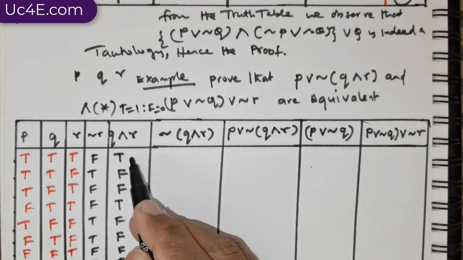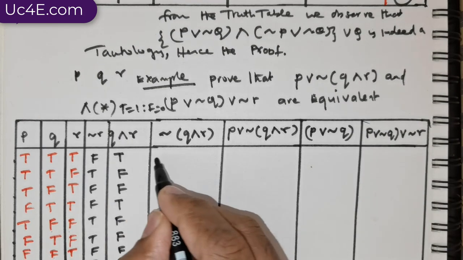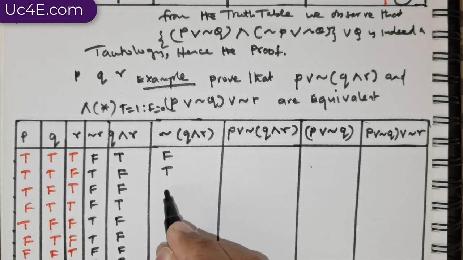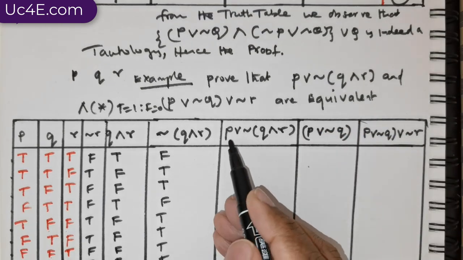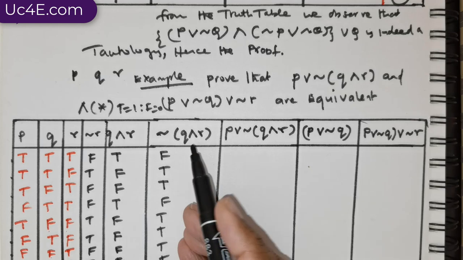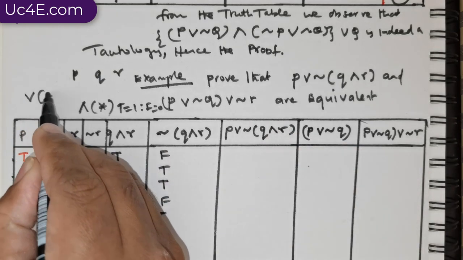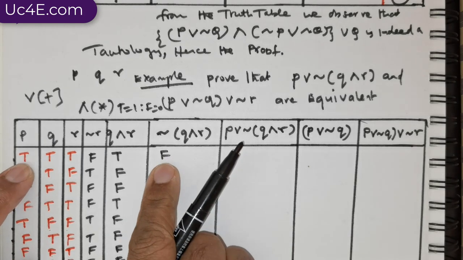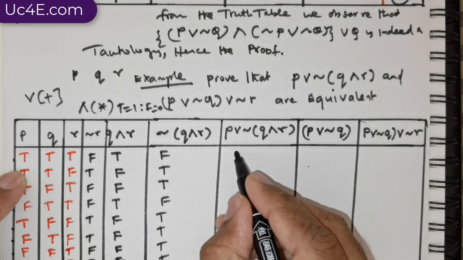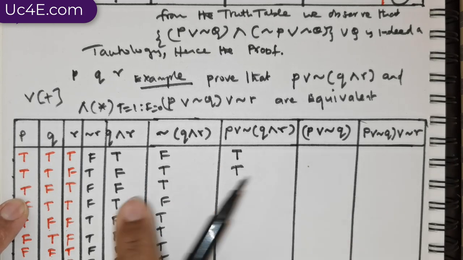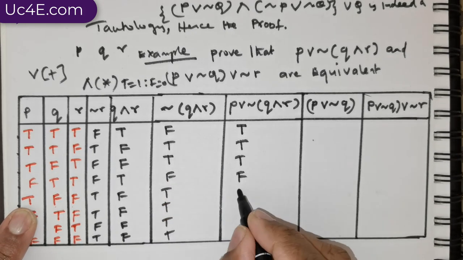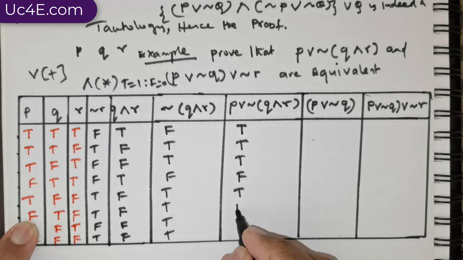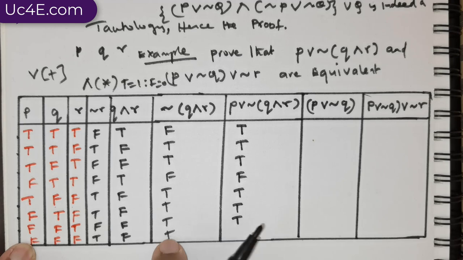Now, we need to take the negation of Q conjunction R. So, this is going to be false, true, true, false, true, true, true, true. Now, we need to perform a disjunction of P versus this. When I talk about disjunction, this is nothing but the add operator. So, this versus this. 1 added with 0, I get 1. 1 added with 1, I get 1. 1 added with 1, I get 1. 0 added with 0, I get 0. 1 added with 1, I get 1. 0 added with 1, I get 1. 0 added with 1, I get 1. 0 added with 1, I get 1.